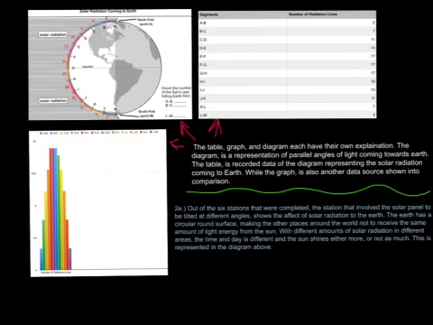Out of the 6 stations that were completed, the station that involved the solar panel being tilted at different angles shows the effect of solar radiation on the Earth. The Earth has a circular, round surface, so other places around the world do not receive the same amount of light energy from the sun. With different amounts of solar radiation in different areas, the time of day is different and the sun shines either more or not as much. This is represented in the diagram above.